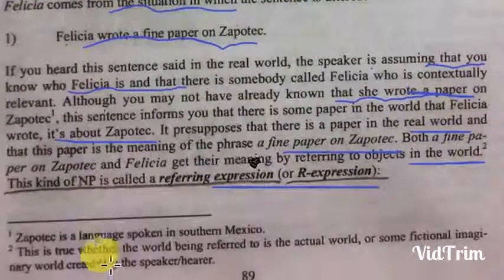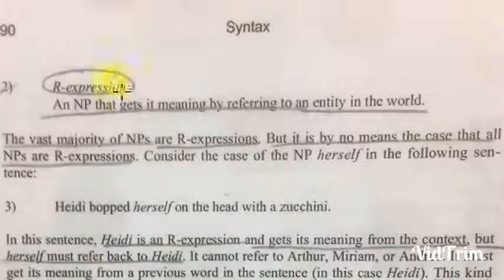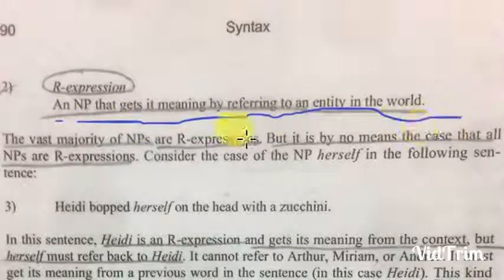Zapotec is a language spoken in southern Mexico. The world over here refers to the truth. The world being referred to is the actual world or some fictional, imaginary world created by the speaker and hearer. So an R-expression is defined as a noun phrase that gets its meaning by referring to an entity in the world. The vast majority of noun phrases are R-expressions. But it is by no means the case that all noun phrases are R-expressions.